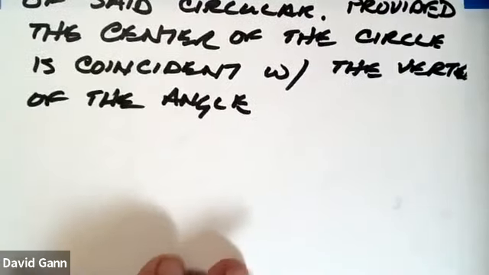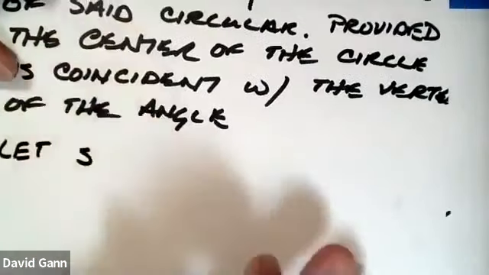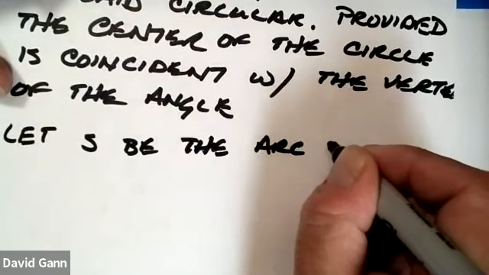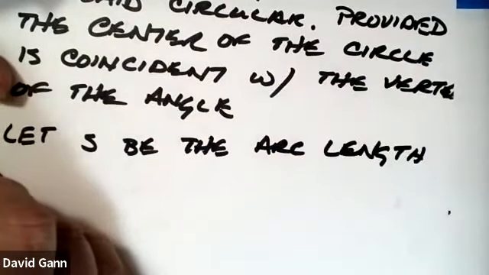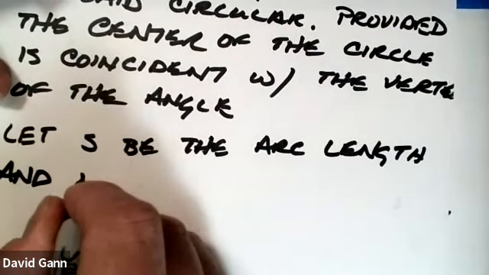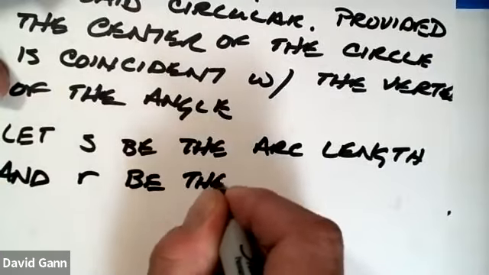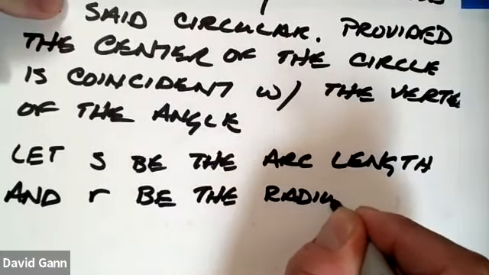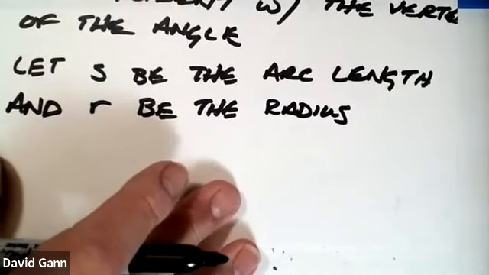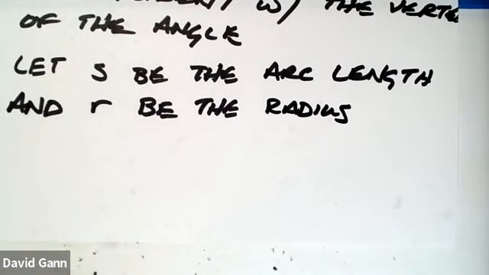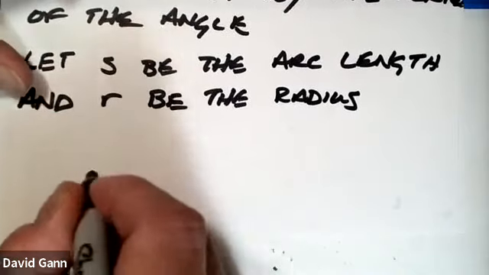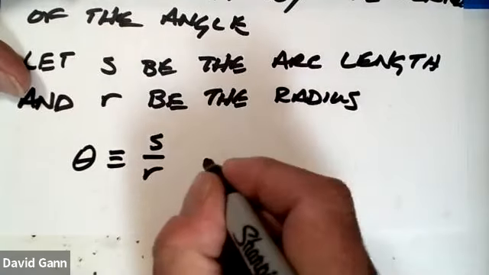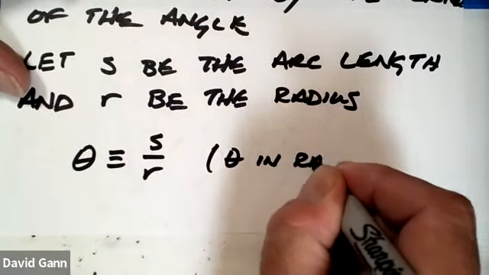So let s, lowercase s, be the arc length, and r be the radius. And I'm talking about these terms that are defined up here in this sort of pseudo definition. So from this we get an equation that tells us what the radian measure of an angle is, now that all the symbols are defined. So theta, by definition, is the arc length divided by the radius. And I will say theta in radians.